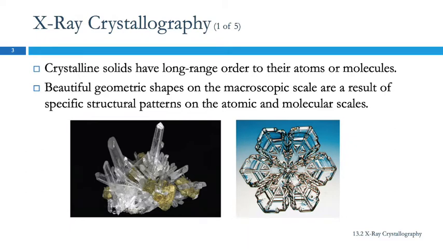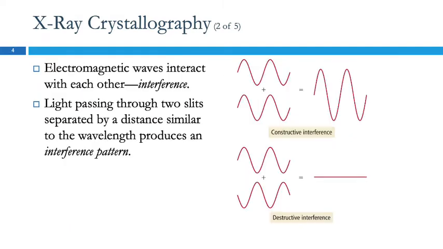So how do we find out how the atoms and molecules are arranged? Well, X-ray crystallography is a very useful technique. And so some of this should sound a little bit familiar. Electromagnetic waves interact with each other. They cause interference. Remember the guy with the box on the beach? The light waves passing through those two slits caused an interference pattern, and we saw bright and dark spots.